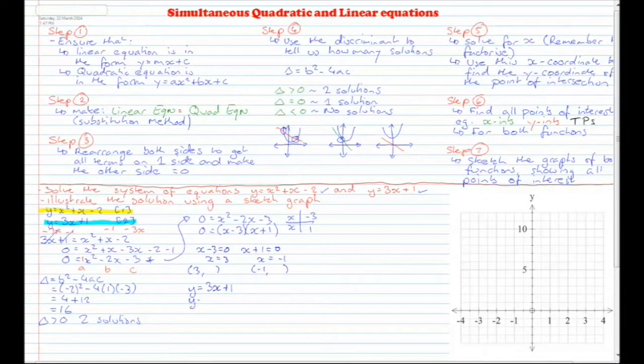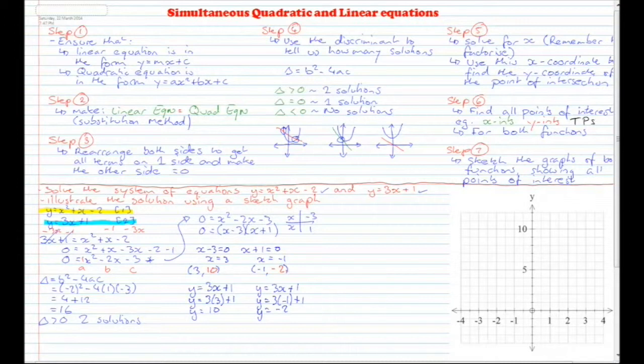So we'll go y is equal to 3 times 3 plus 1, which gets us y is equal to 3 times 3 is 9 plus 1 is 10. So the coordinate happens to be 3, 10, as you can see here. Let's now find out what y is equal to when x is equal to negative 1. So go y is equal to 3x plus 1. Substituting in negative 1 now, so you go y is equal to 3 times negative 1 plus 1. That gives us y is equal to 3 times negative 1 is negative 3, plus 1 is negative 2. So our y coordinate when x is equal to negative 1 is negative 2.